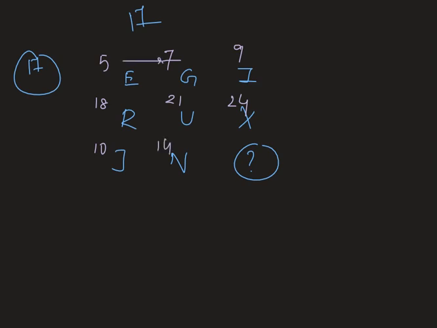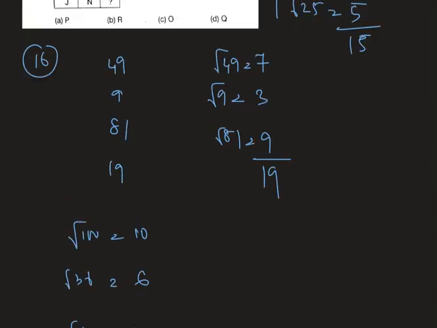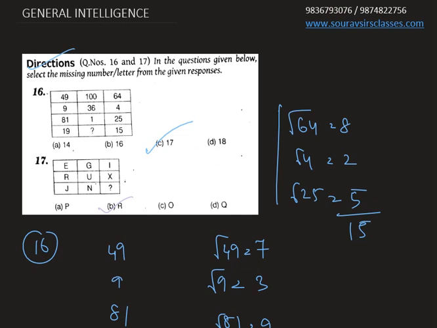Now as we can see, if we add 2 to each of the numbers in the first row, we get the next one. If we add 3 to the numbers in row 2, we get the corresponding next numbers. Now if we add 4 to 10, we get 14 in the last row. Therefore, if we add 4 to 14, we get our required number, which is 18. Now the letter corresponding to 18 is R. Therefore, B is the correct answer.